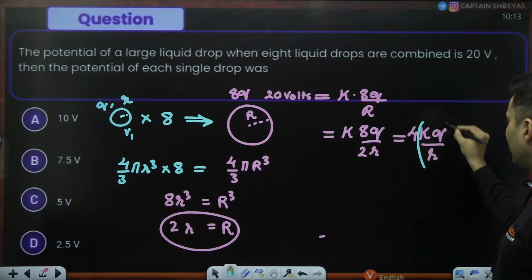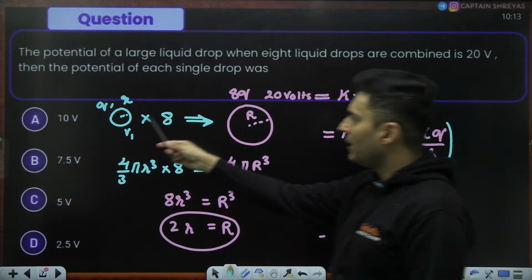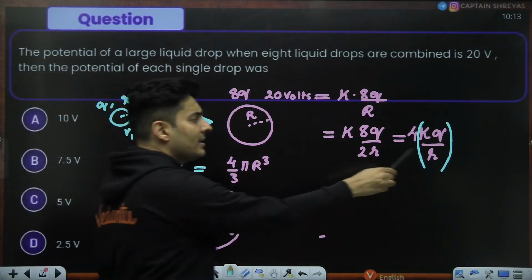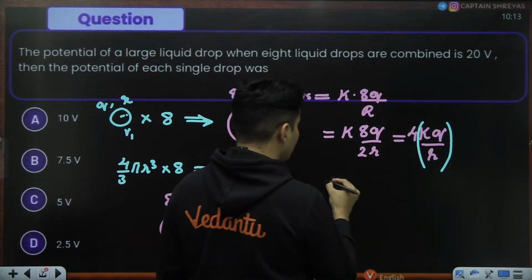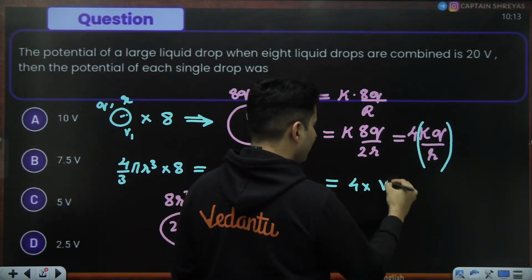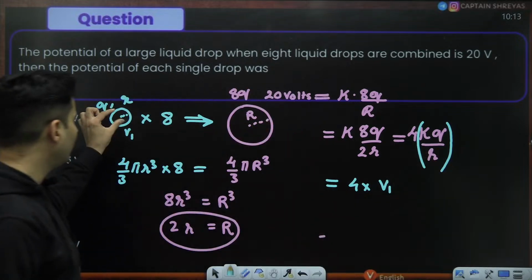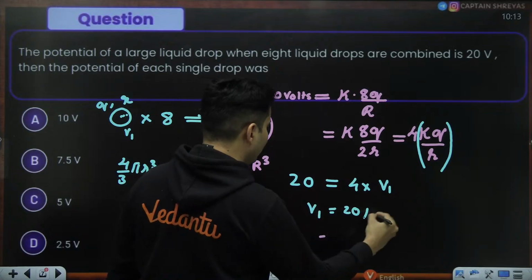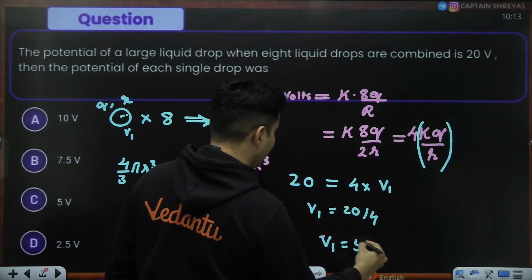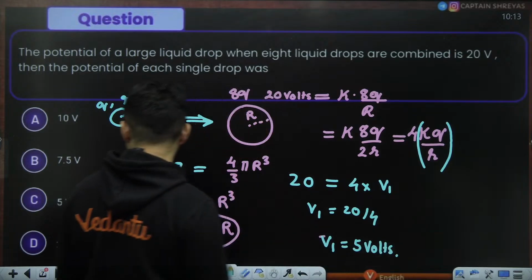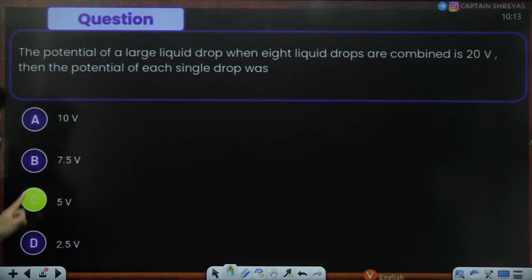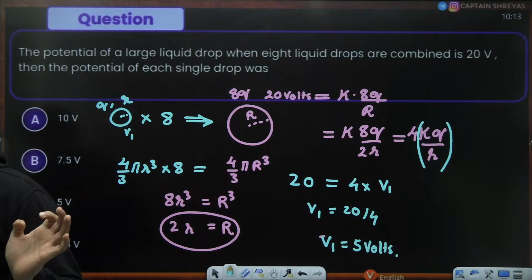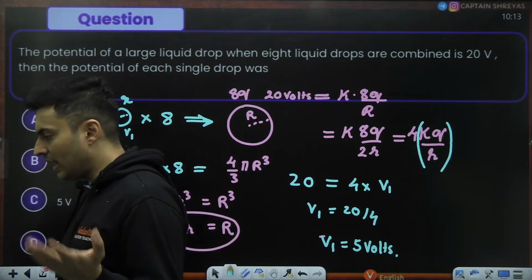Now I'll tell you one interesting thing over here. This particular quantity that you see, kq by r, where q is the charge on a small sphere and r is the radius of the small sphere, is actually the voltage of the smaller sphere. So technically that will be 4 multiplied by V1, 4 multiplied by the voltage of that smaller sphere. So that is 20. So V1 will be 20 divided by 4, which is nothing but 5 volts. So that is the answer, which is option C. Is that okay? A beautiful kind of question where the charges also get added up and you have to consider the volume being conserved as well.